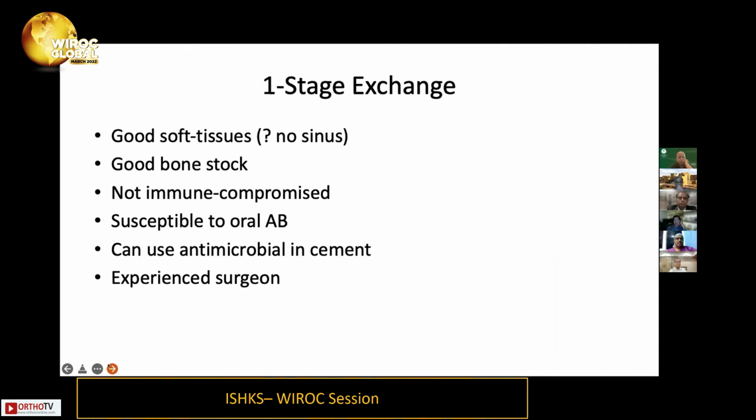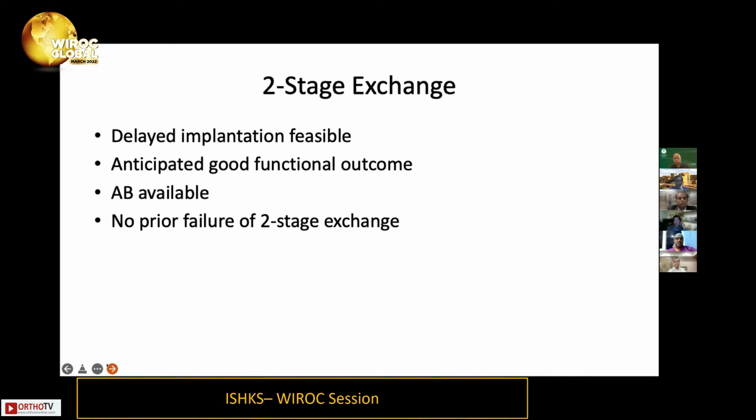If not, you can consider a one-stage exchange, provided the soft tissues are good, the bone stock is good, it's not an immunocompromised patient that you're dealing with, and they're susceptible to oral antibiotics. You can use an antibiotic in cement, and if the surgeon is experienced in this process. If not, a 2-stage exchange is more or less a gold standard. Delayed implantation should be feasible if the anticipated functional outcome is good, antibiotics are available, and there's been no previous failure of a 2-stage exchange.